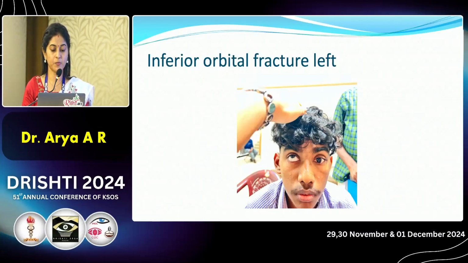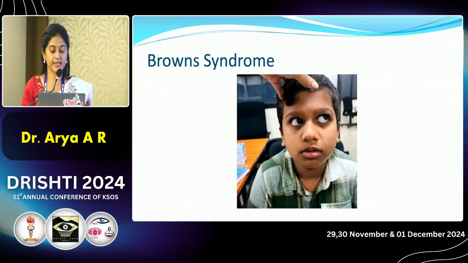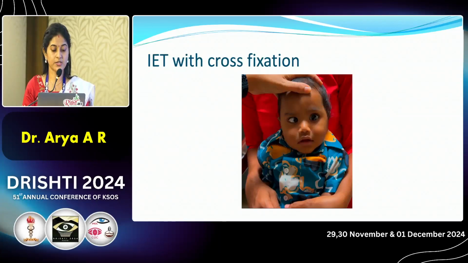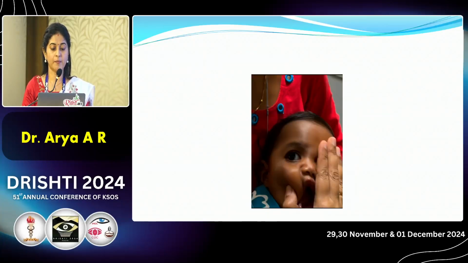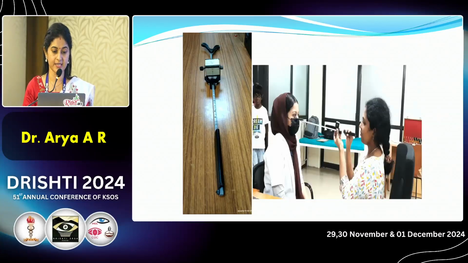Again in the upward movement, the patient is not able to look upwards. The patient was having an inferior orbital wall fracture with inferior rectus entrapment. And here there is a limitation of elevation in adduction. This was a child with infantile esotropia. You can see the child is looking towards the left. The child is cross-fixating. But on covering the eye, you can notice that the adductions are full. This is a very important test to differentiate it from a congenital lateral rectus palsy.